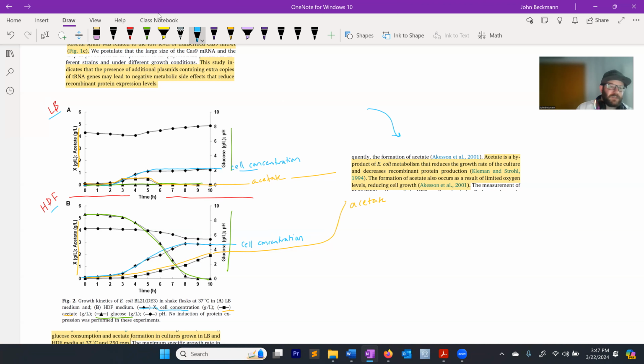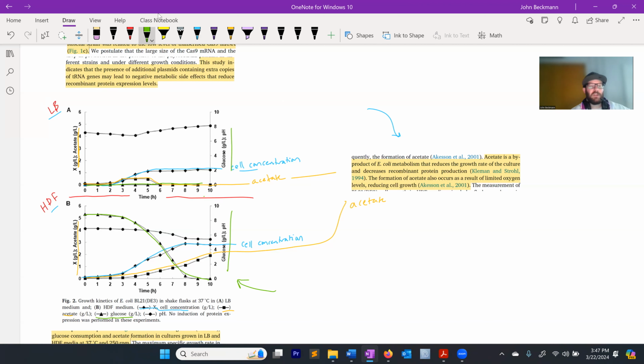And then the glucose measure, what is the glucose concentration measuring? Yes, consumption of the energy within the media. So at least in the HDF, you start with a high concentration of glucose and then it goes down. I have no idea how to interpret this, where the glucose is starting low and ends low in the LB. Maybe that's because there is no glucose in the LB, and maybe I'm realizing that just now. Yeah, that's true. There's no glucose in the LB.